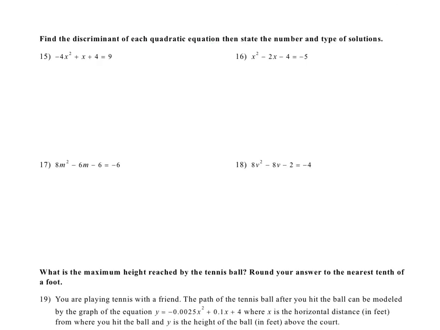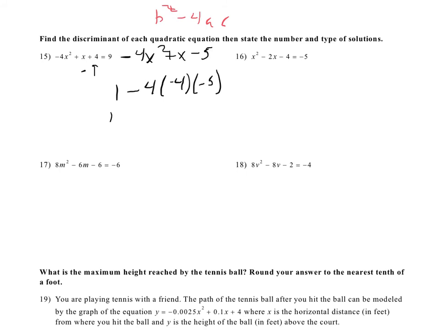And for the last page here, let's go finding the discriminant. The discriminant is b squared minus 4ac. It's a square up there. Okay, so 15. I better move the 9 over, so I'll subtract 9 over, so that should be a negative 5 then. So negative 4x squared plus x minus 5. Well, b is 1, so 1 squared minus 4 times negative 4 times negative 5. All right, that's 16 times negative 5 is 80, so minus 80. 1 minus 80 is negative 79. Negative numbers don't work, so this is no solution.